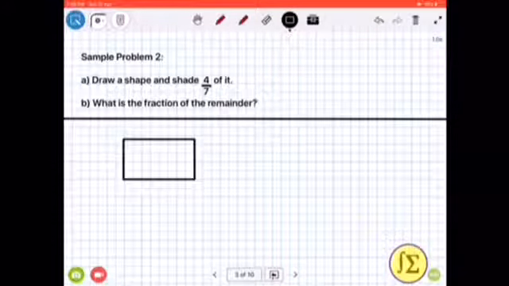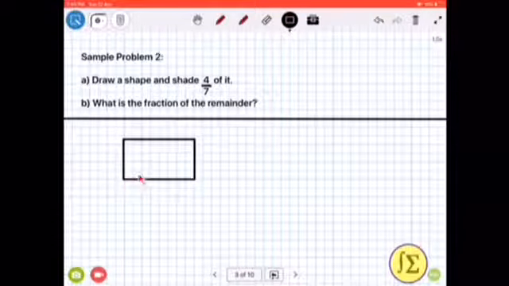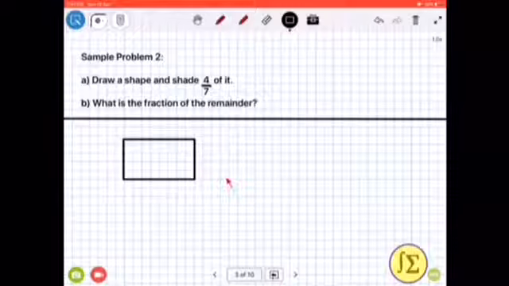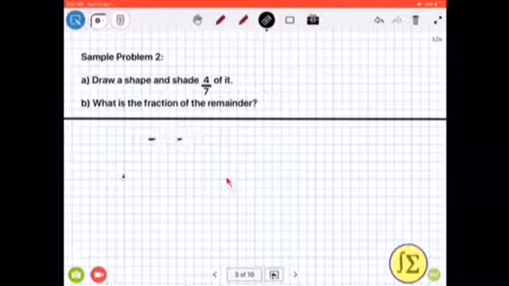Okay, so let's count the number of squares in this rectangle. 1, 2, 3, 4, 5, 6, 7, 8. So that's 8 squares along the length of the rectangle. But to divide that 8 squares to 7 equal pieces is going to be tough, right? So I would rather draw a rectangle where the length is a multiple of 7. Okay, let's try that again.